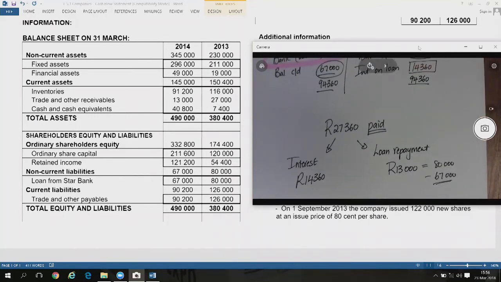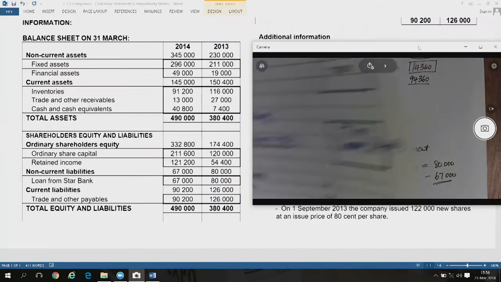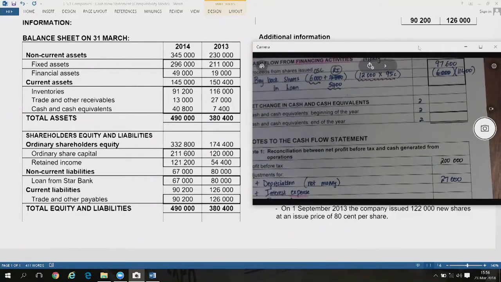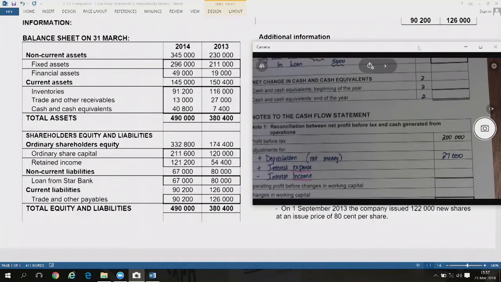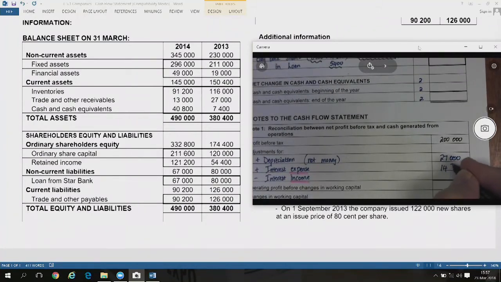80,000 minus 67,000. With this information, we must go to the cash flow statement. First, the interest, 14,360 in note number 1. Interest expense, 14,360.